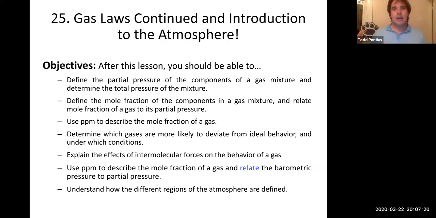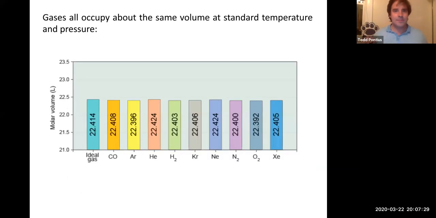We'll be talking about the different components of the atmosphere, both in terms of what gases are present and the different layers of the atmosphere. So let's jump into it.